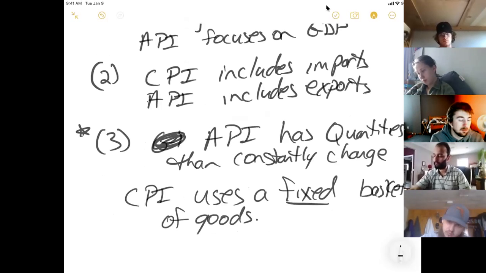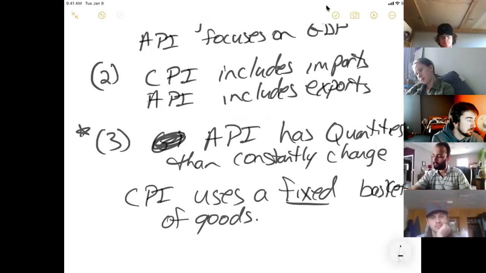While the consumer price index uses a fixed basket of goods. Does the consumer price index change this basket? Yes, but they only do it every decade or so. They do not update this every month. So the basket of goods is really fixed from month to month and from year to year.